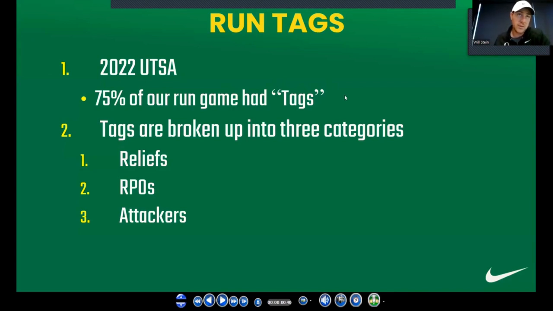Why? We had an excellent receiving core, a quarterback that understands leverage, space, and extra run fits, and an offensive line that I felt was really good at getting vertical double teams, inside zone tracks. So we decided to tag a bunch of our runs. We break up our tags into three different ways: reliefs, RPOs, and attackers.